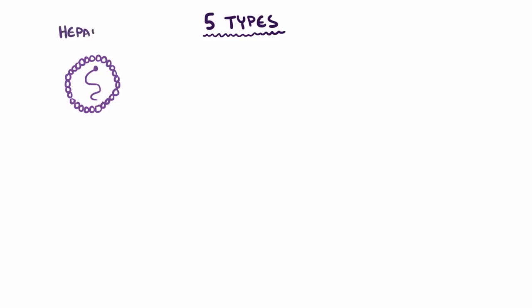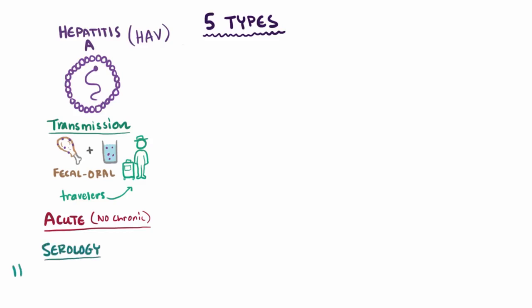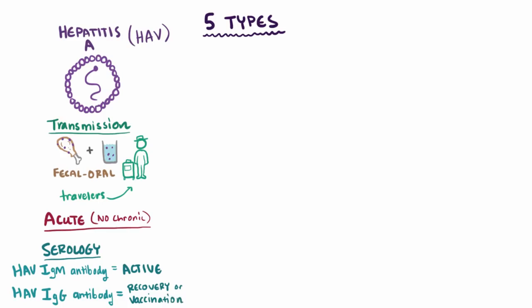Now, there are 5 known flavors of hepatitis virus that have slightly different and unique properties. Hepatitis A is transmitted through ingestion of contaminated food or water, in other words, the fecal-oral route, and is known to be acquired by travelers. Hepatitis A virus, or HAV for short, is almost always acute, and there is essentially no chronic HAV. If we're talking serological markers, an HAV IgM antibody indicates an active infection, whereas an HAV IgG antibody is a protective antibody that tells us that there's been recovery from HAV or vaccination in the past.